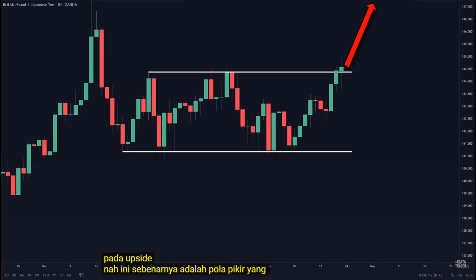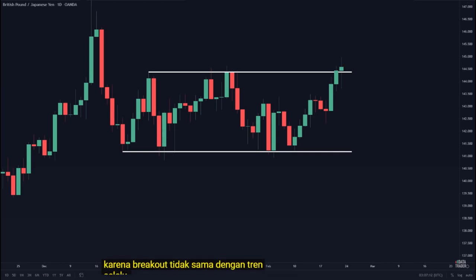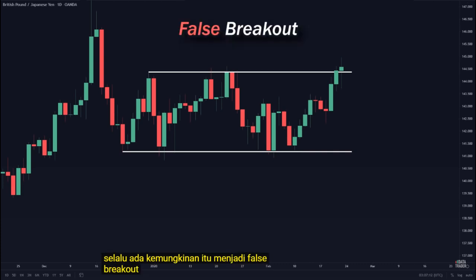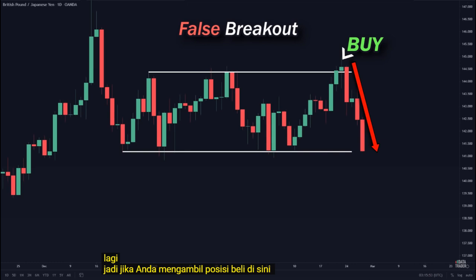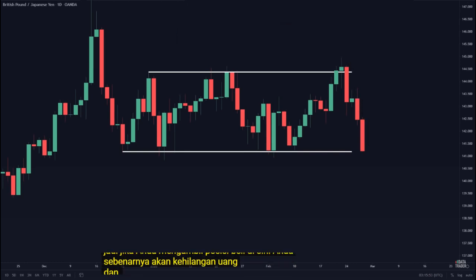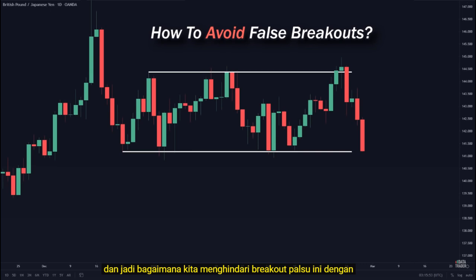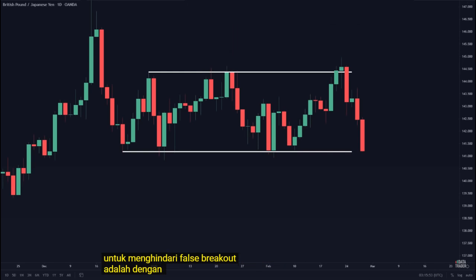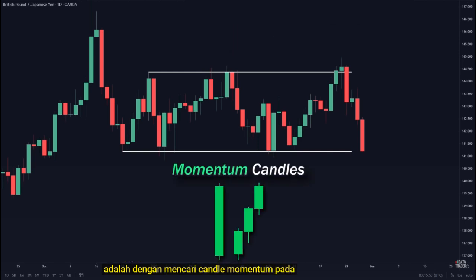Well, this is actually the wrong mindset to have, because a breakout doesn't equal a trend. There's always a possibility of it being a false breakout. That's when the price broke above a key level, only for it to come back down again. So if you took a buy position here, you would actually lose money. And so, how do we avoid these false breakouts? Well, a simple trick that I like to use to avoid false breakouts is by looking for momentum candles at the breakout. A momentum candle could be in the form of a big candle or multiple medium-sized candles. Let me show you an example.